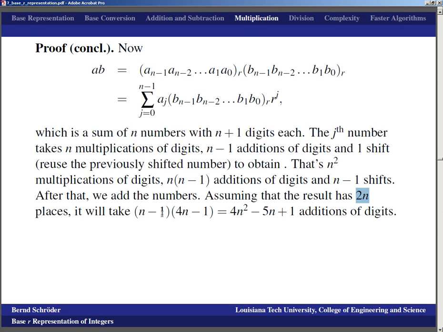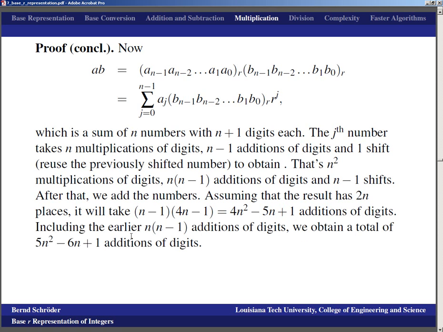And after that, we add the numbers up, and assuming that the result has 2n places, that will take n minus 1 times 4n minus 1 additions of digits, and so that would be 4n squared plus 5n plus 1 additions of digits. And if we include the earlier n times n minus 1 additions of digits, we obtain a total of 5n squared minus 6n plus 1 additions of digits.